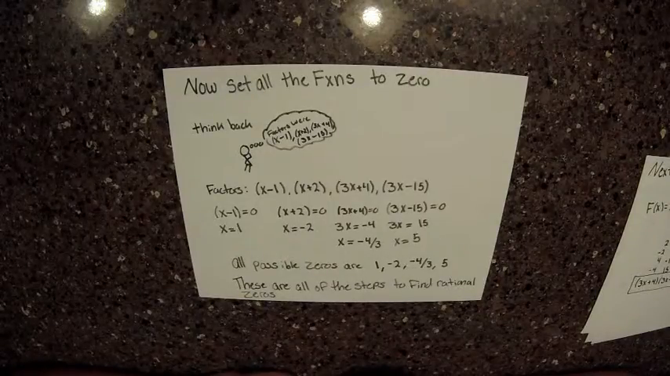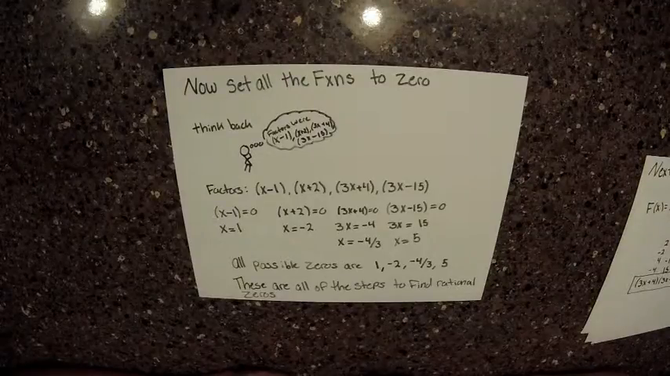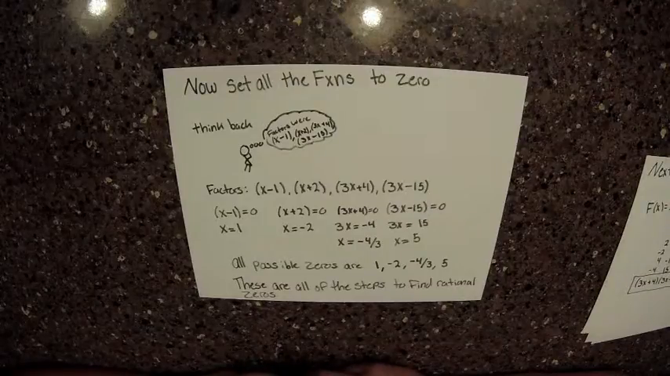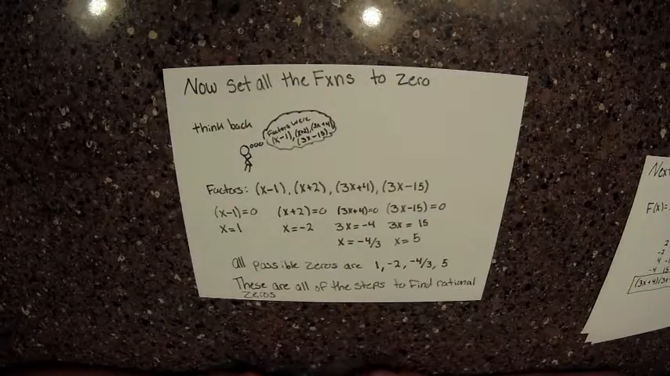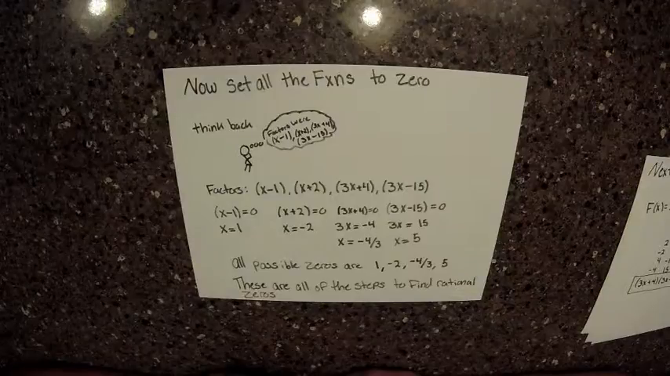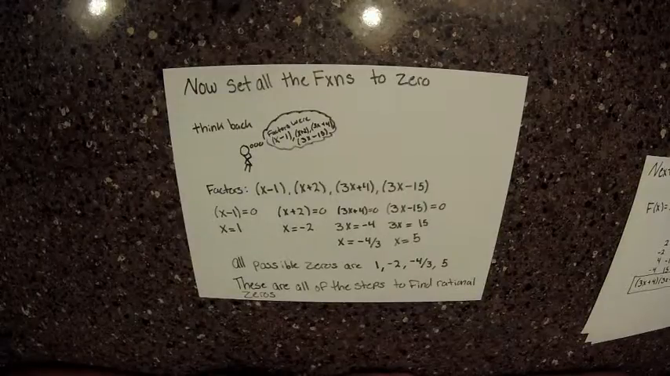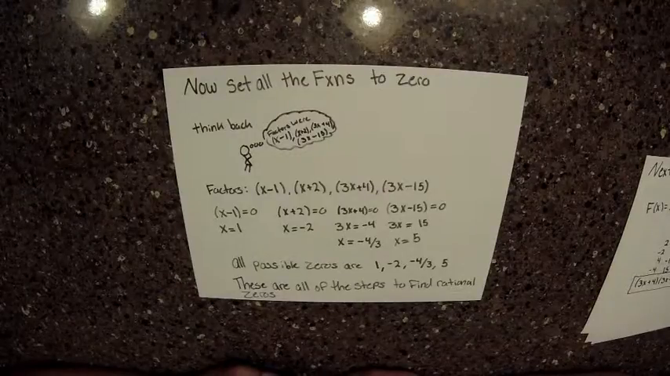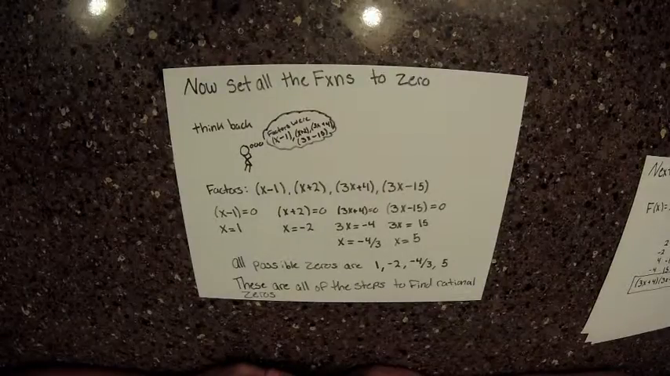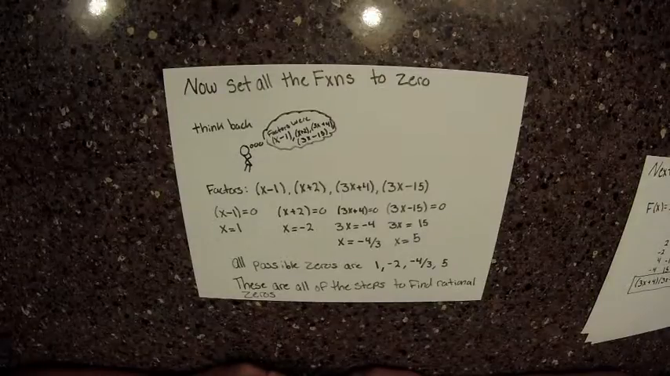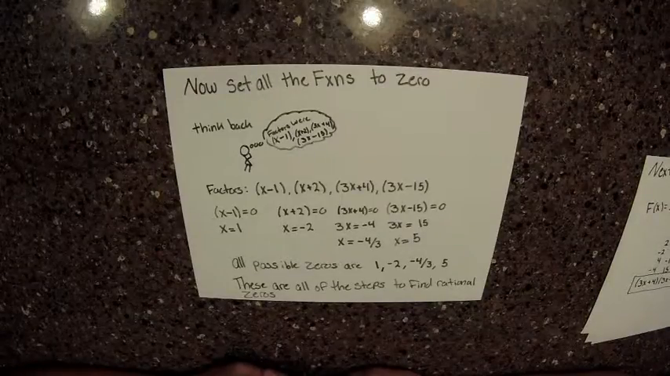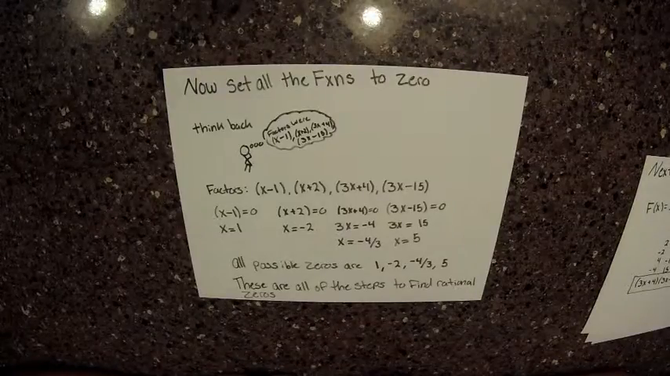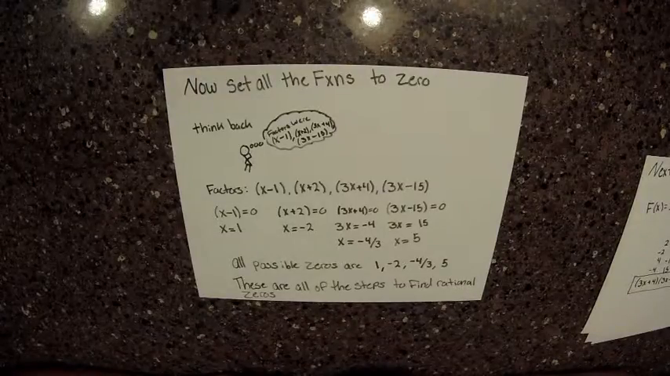Now set all the functions you've found equal to 0. Now think back. The functions that we found were x minus 1, x plus 2, 3x plus 4, and 3x minus 15. So now all we have to do is set each individual function to 0. So x minus 1 equals 0, x equals 1. x plus 2 equals 0, x equals negative 2. 3x plus 4 equals 0, x equals negative 4 over 3. 3x minus 15 equals 0, x equals 5.